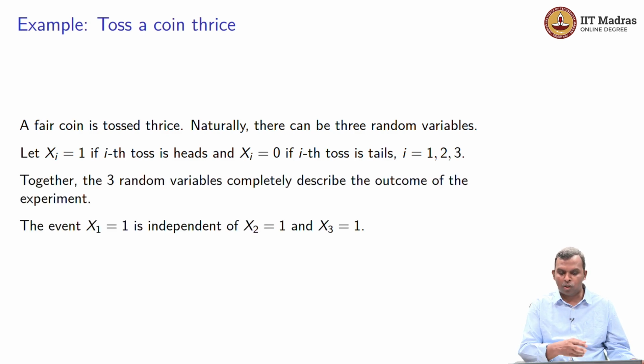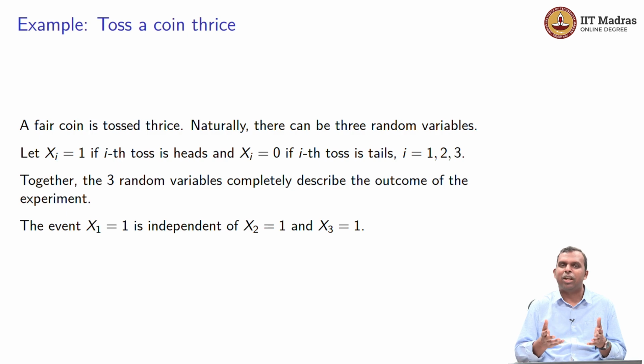And also you notice here something very interesting about the way these random variables are defined. If you take all 3 of them together, these things completely describe the outcome of the experiment, right? So the experiment is simple enough. It's a toy experiment, and you don't have a very, very complex outcome.